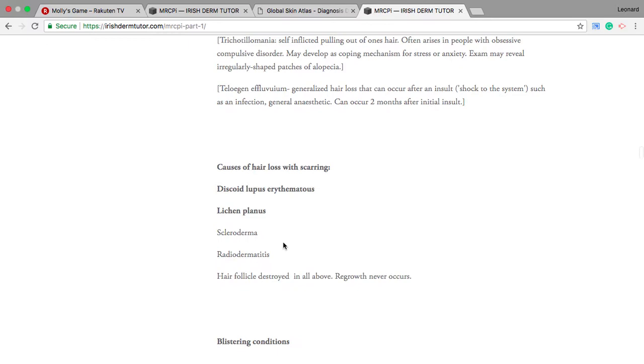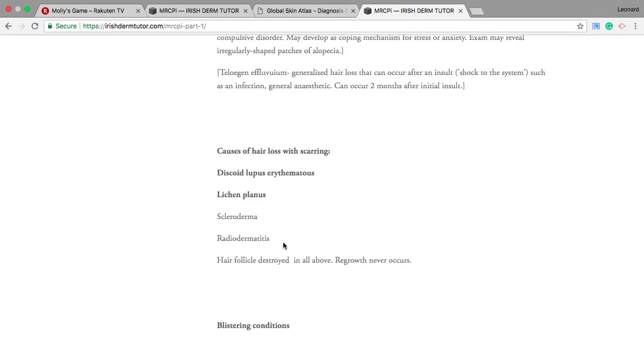So now I just want to mention that there are certain types of hair loss that do end up with scarring, and I suppose the major types that will probably come up in exams will be discoid lupus and lichen planus. We've been on lichen planus already in a previous video. Other less frequent causes are scleroderma, radiodermatitis, and also severe fungal infections can sometimes cause a scarring alopecia. And in these cases, the hair follicle is destroyed in all of them, and you are not able to ever get regrowth in these areas.